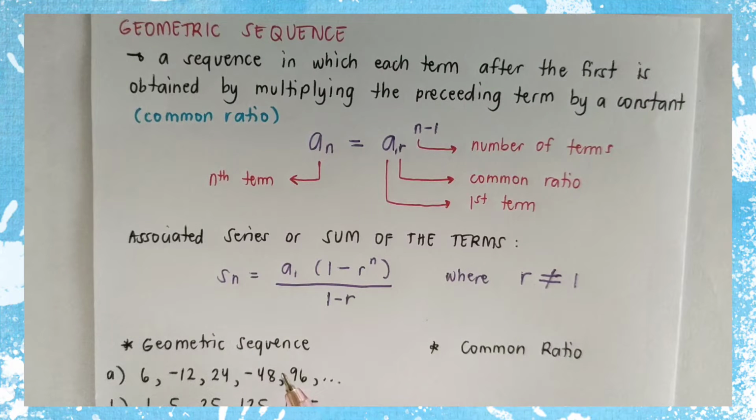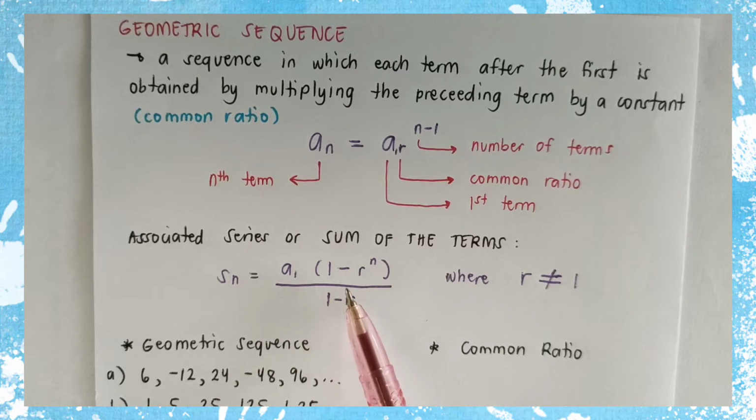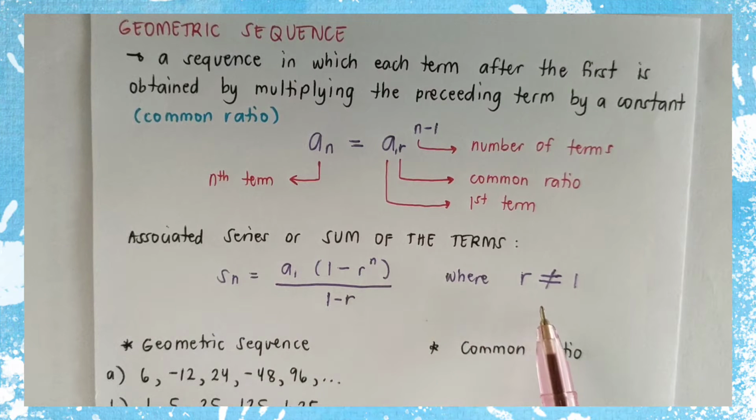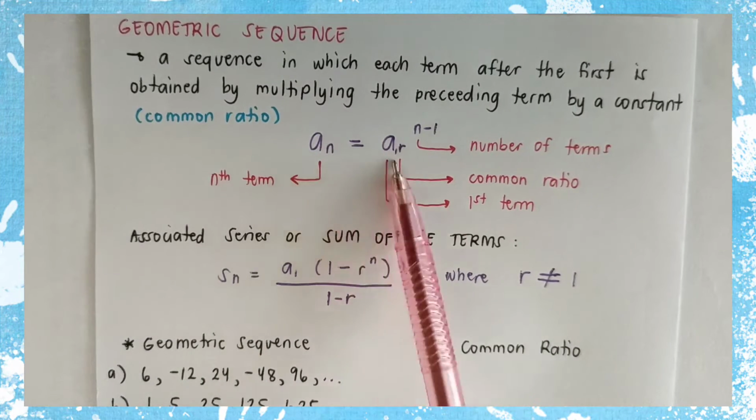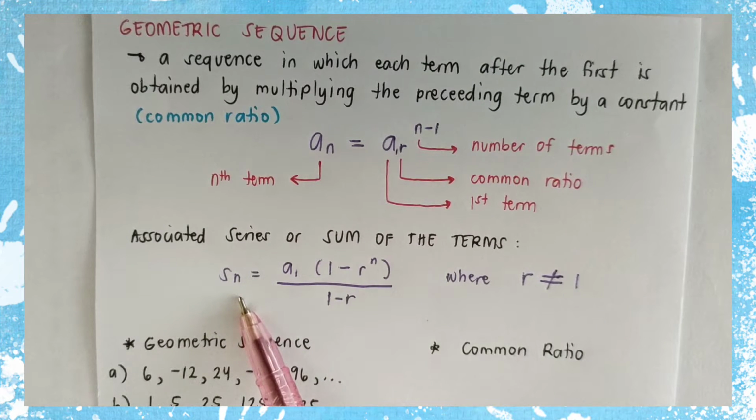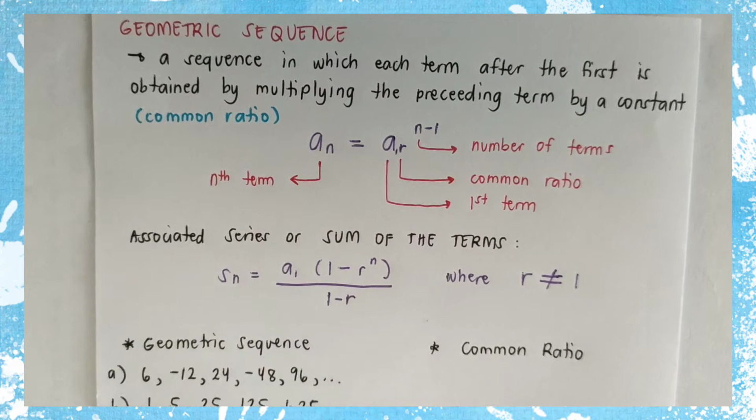We also have the formula for the associated series, or the sum of the terms. We have S sub n is equal to a sub 1 times the quantity 1 minus r raised to n, all over 1 minus r, where r should not be equal to 1. Why? Because if r is equal to 1, the denominator will be 0 and it will make this formula undefined. Take note of the following formulas. This is for the geometric sequence, and this is for the associated series of the geometric sequence.